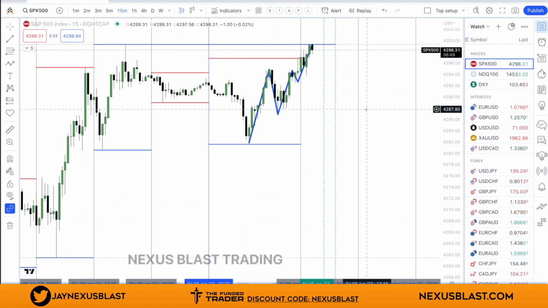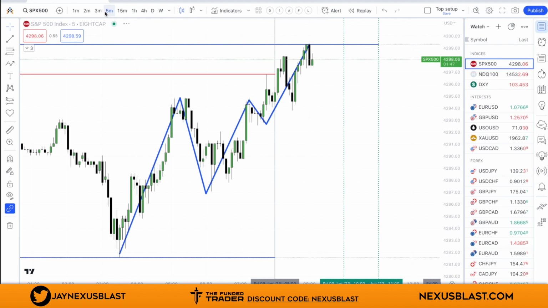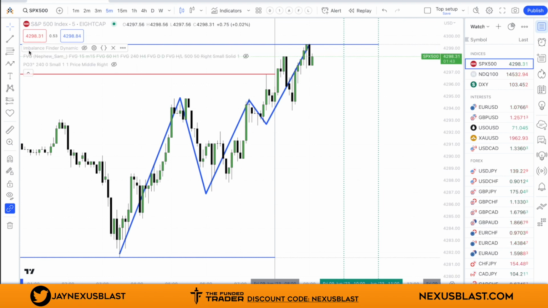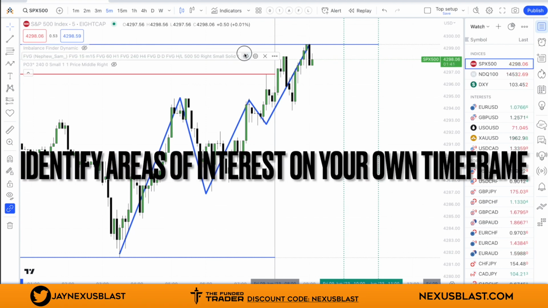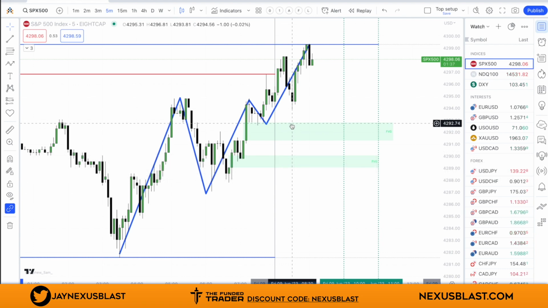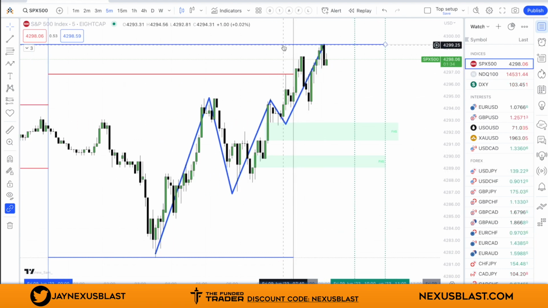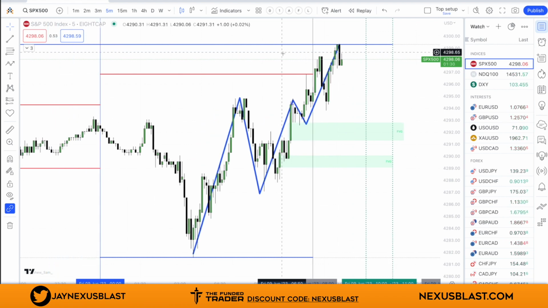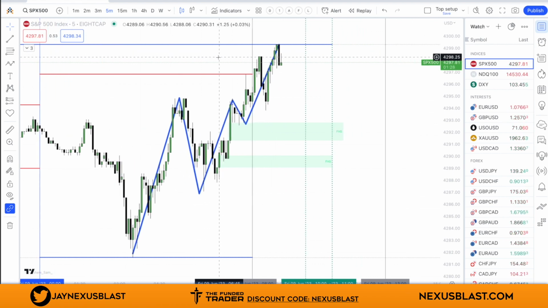If you move to your lower time frame, this is what it looks like. Now, if you start highlighting some of the areas of interest, you will see that there's two fair value gaps that are here. Our strategy is to wait for these blue lines to be tapped into in order to start looking for a reversal. And a reversal is confirmed when you have a break of structure.